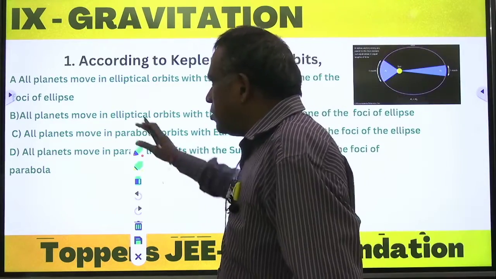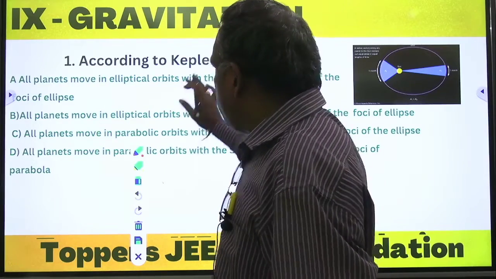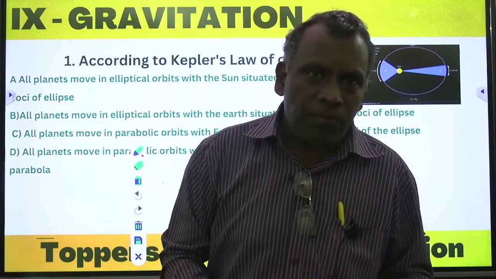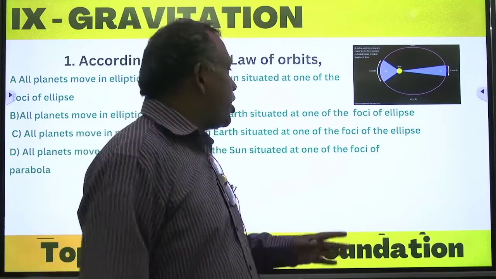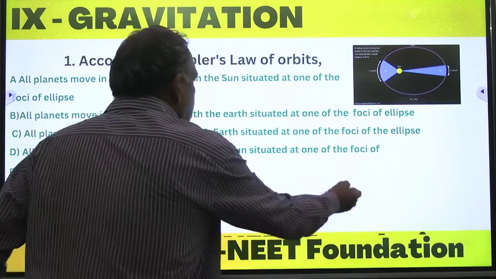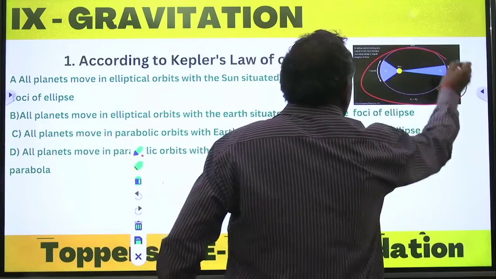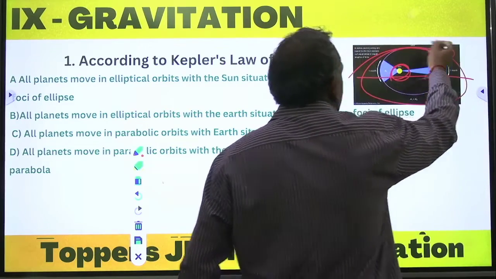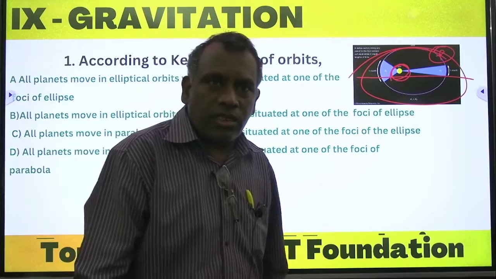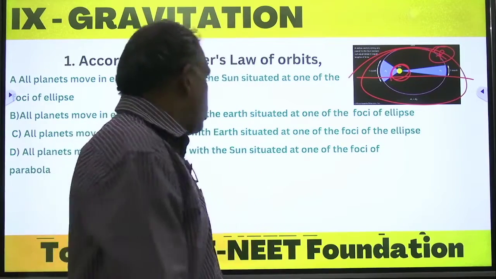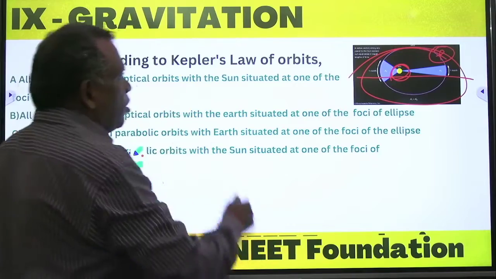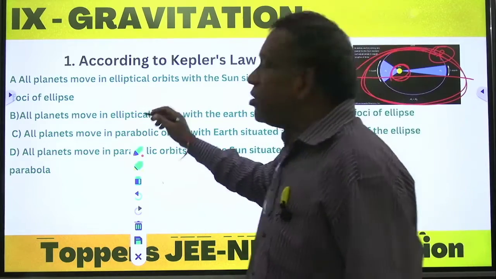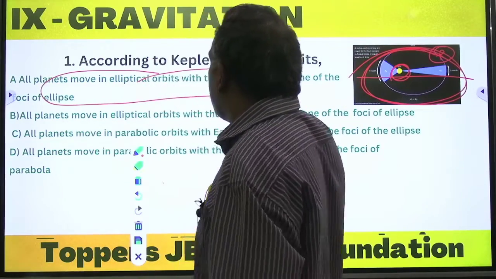Among these four options, Kepler derived 3 laws: law of orbits, law of areas, and law of periods. In the law of orbits, the sun is located at one of the foci of an ellipse. Let us take this as the ellipse, and this is the sun. The sun is located at one of the foci of the ellipse, and the planets revolve around the sun. This is the law of orbits. So according to this, all planets move in elliptical orbits with the sun situated at one of the foci of an ellipse. So option A is the correct answer.